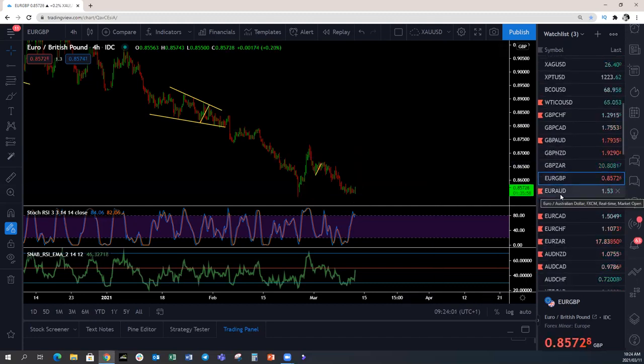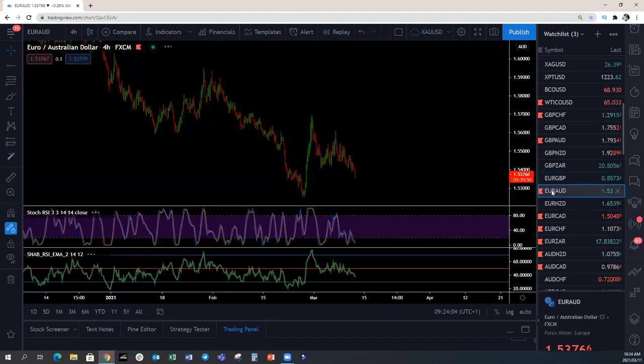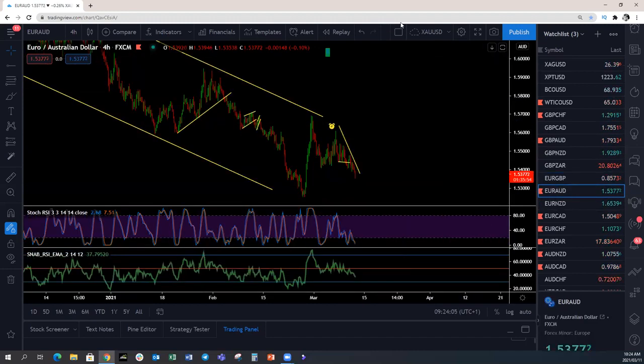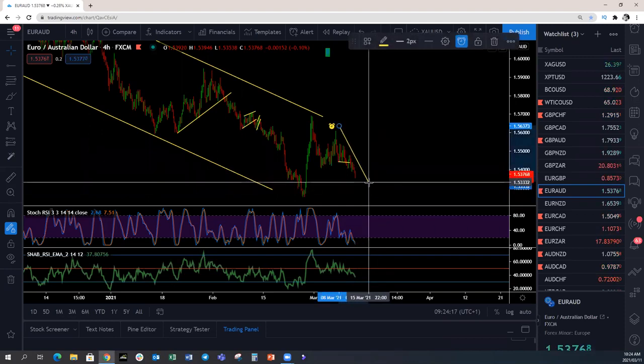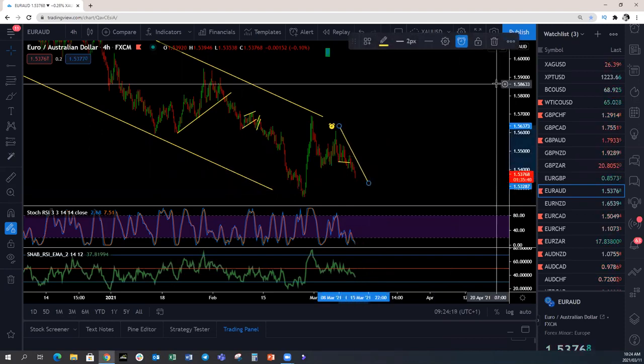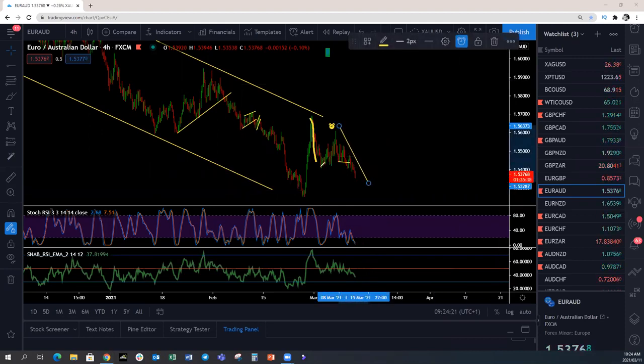Euro Audi. Euro Audi, after making that impulse, it has been making this structure. Yesterday, we were looking for this one to break out of this structure. I still have that structure with an alert. It has now gone very deep, so I may not necessarily be interested in that one unless it makes a nice, decent entry for upside like this.